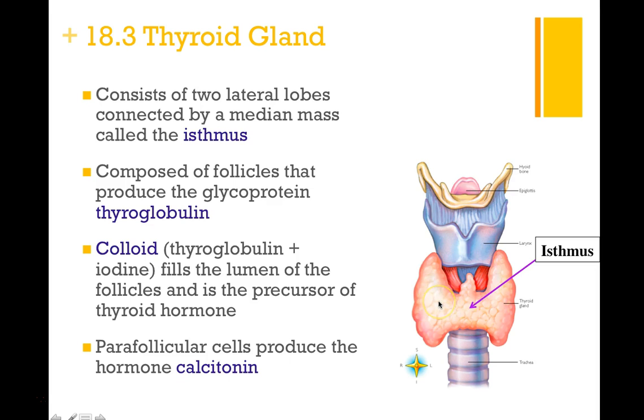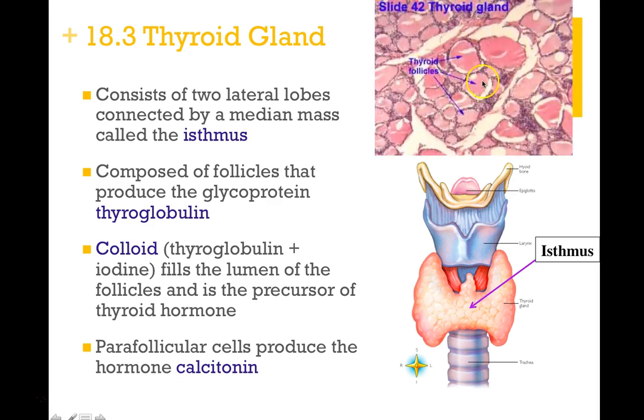You'll see that this tissue is composed of thyroid follicles that are going to produce a glycoprotein called thyroglobulin. When we combine thyroglobulin with iodine, it is a colloid-type substance that is going to fill the lumen, and that's what you see here in the medium colored pink. This colloid is a precursor of the thyroid hormone. We also have some parafollicular cells that can produce the hormone calcitonin.